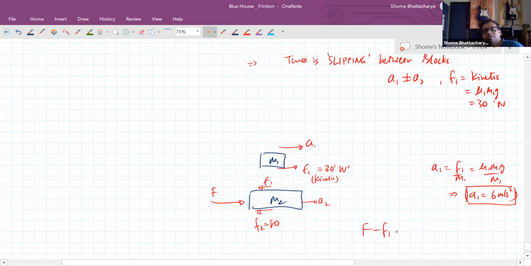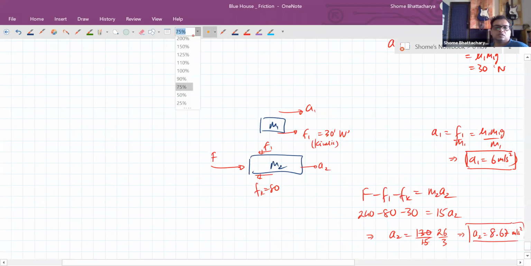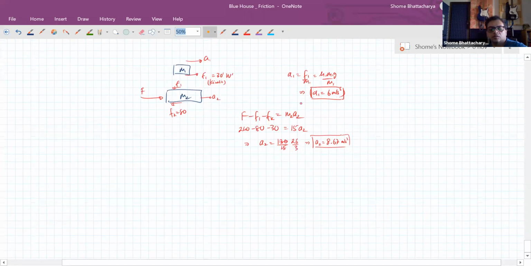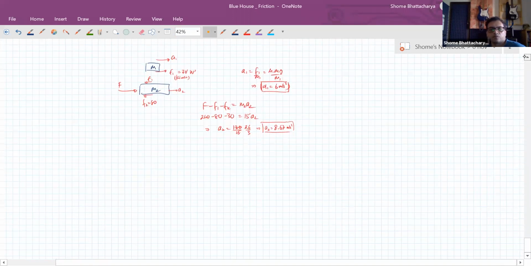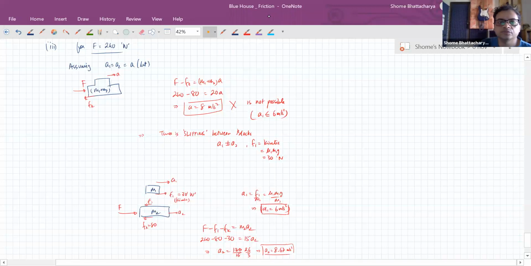So capital F minus F1 minus the kinetic friction below is equal to M2 into A2. So 240 minus 80 minus 30 will become 15A2. So our A2 will become 160 minus 30. So A2 will become this. So this is the completion of this question. Second part. So please make a note of this, people, and that's it for today's session.